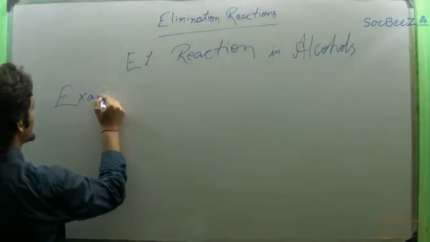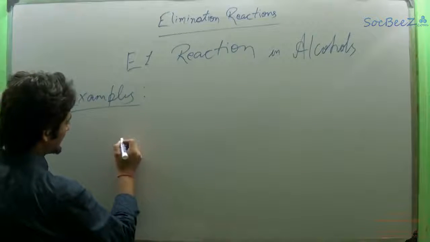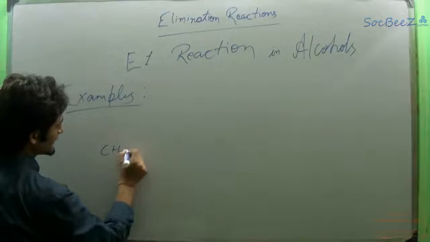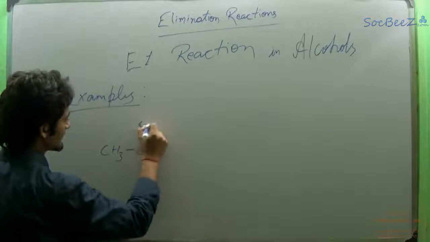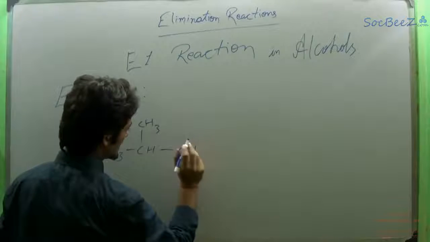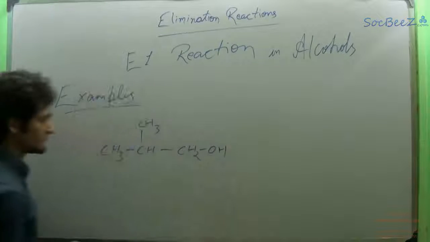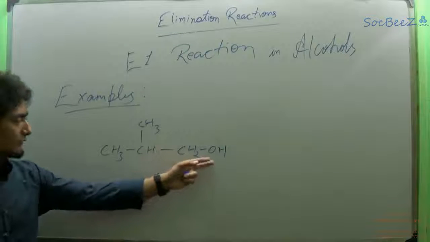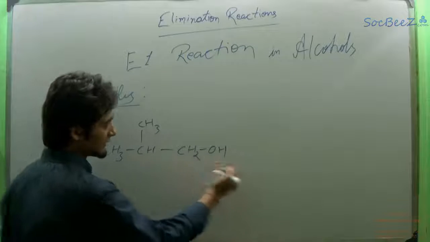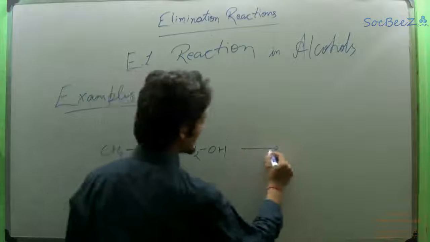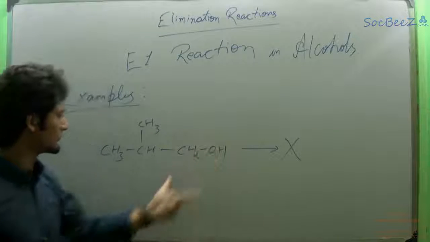Now, taking examples, let's say we have CH3, CH2, or let's say CH3, CH, CH3, and this is CH2, OH. Now it's a 1 degree alcohol, which is very unstable. The carbocation formed will be very unstable. So generally it is considered to be inert. It doesn't go through E1 reaction.